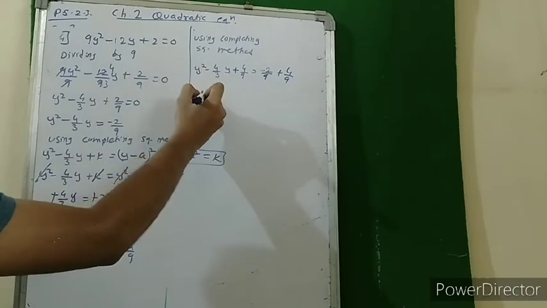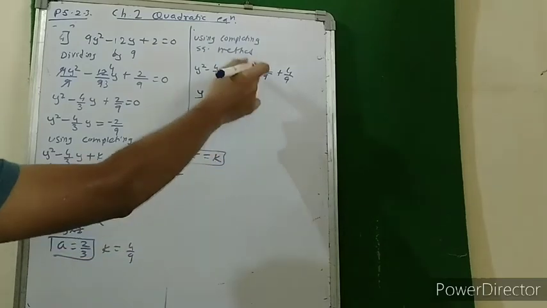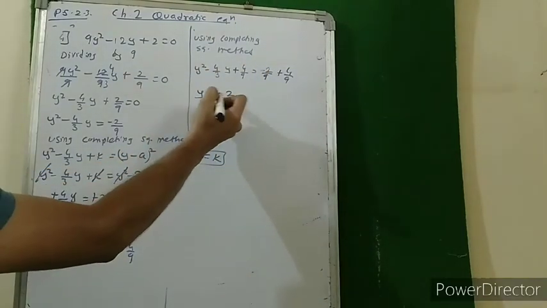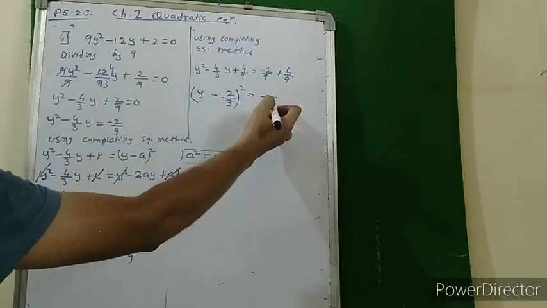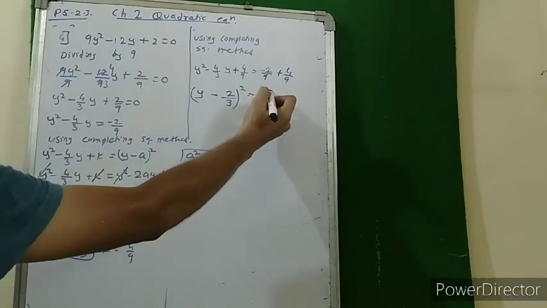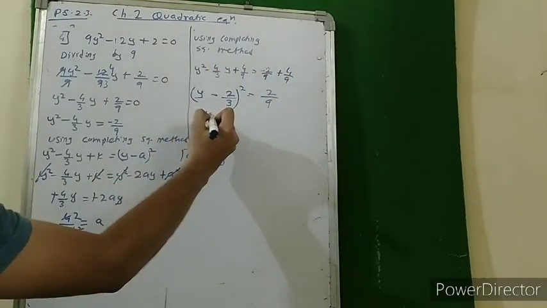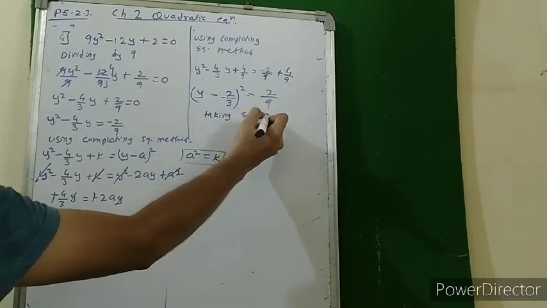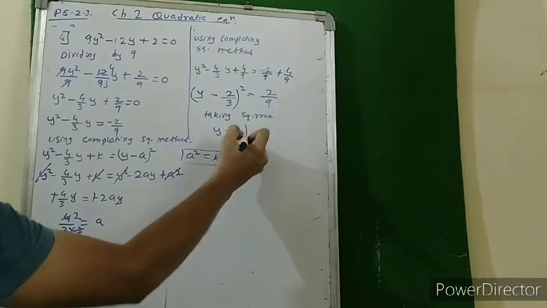y square will be written as y, 4 upon 3 is twice 2 upon 3, and 4 upon 9 is the square of 2 upon 3. And we have a minus sign between them, so minus sign over here, the whole square. On the RHS, same denominator 9, 4 minus 2 is 2. Okay, so taking square root, I will have y minus 2 upon 3.